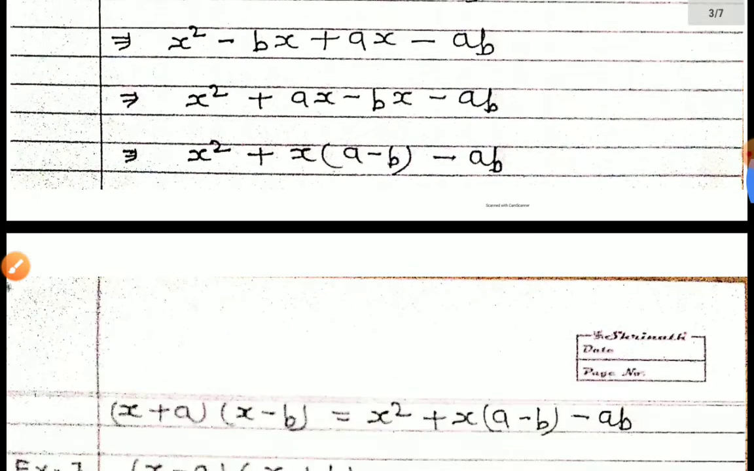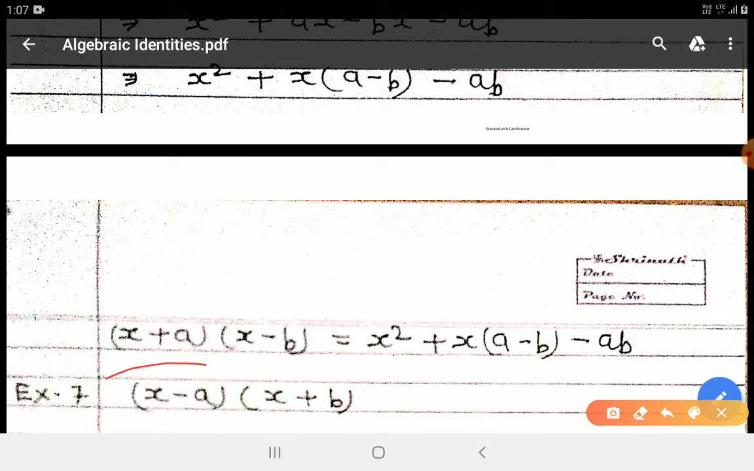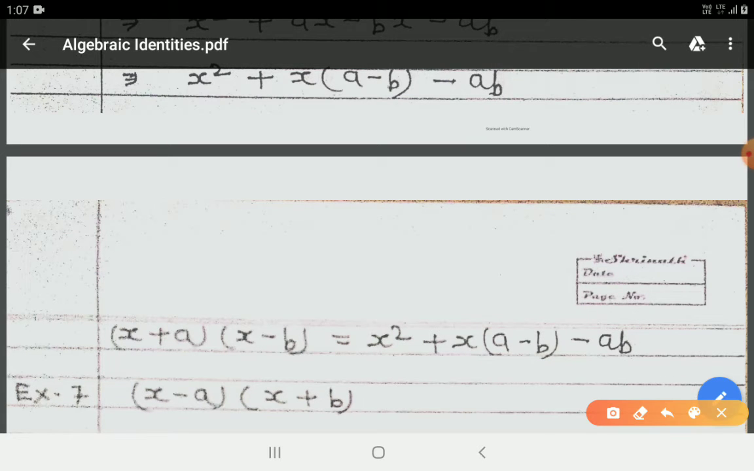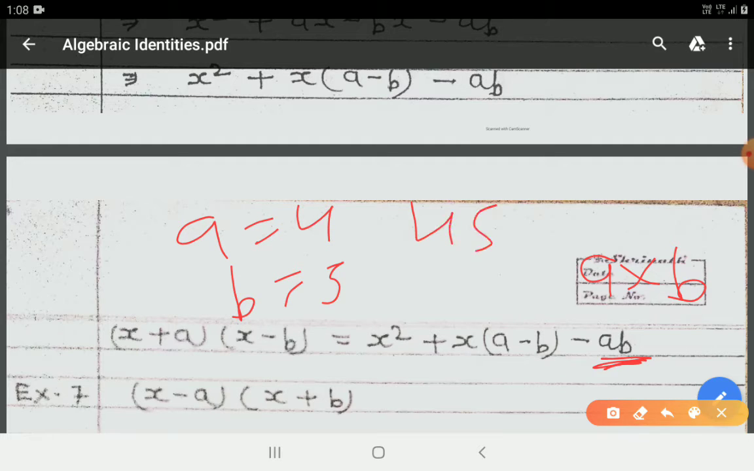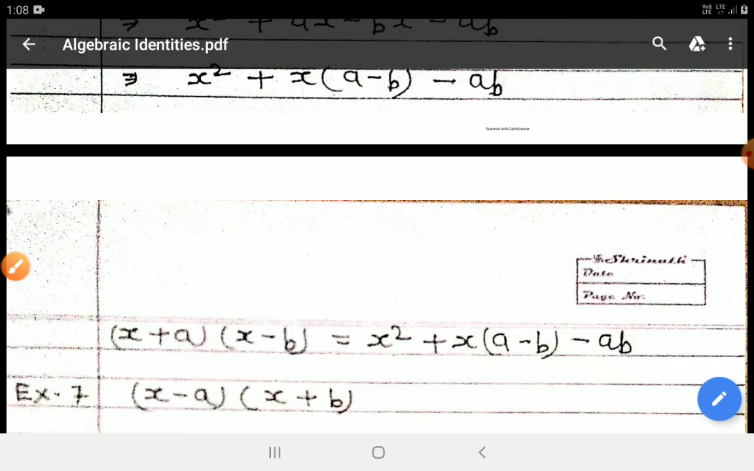Okay, in this form you just write it: (x + a)(x − b) is equal to x² + x(a − b) − ab. Students, note that ab means a into b. When numeric values come, suppose the value of a is 4 and the value of b is 5, then don't write 45. The meaning of ab is a into b, so we will write 4 into 5. Don't write 45.